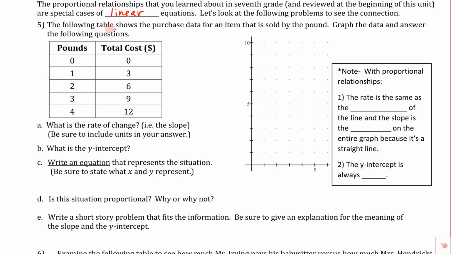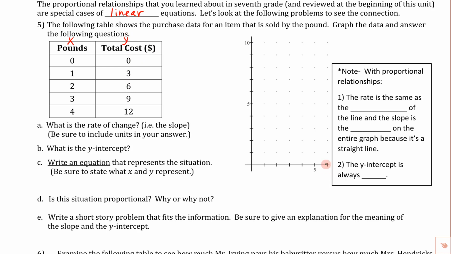So here's what we've got. It says the following table shows the purchase data for an item that is sold by the pound. Graph the data and answer the following questions. So we've got some data right here. We've got pounds in the first column. So this is going to be kind of like the X in this particular problem. And then we've got the total cost. We've got the dollars over here.